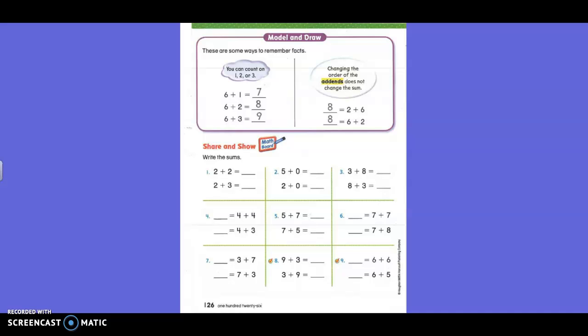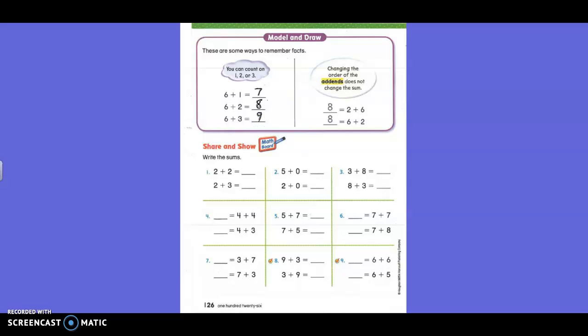Okay. Here are some ways to remember facts. You can count on, like 6 plus 1. What's 1 more than that? Everybody? 7. 6 plus 2, or 2 more than 6 is, everybody? 8. And 6 plus 3, 3 more, everybody, is 9.